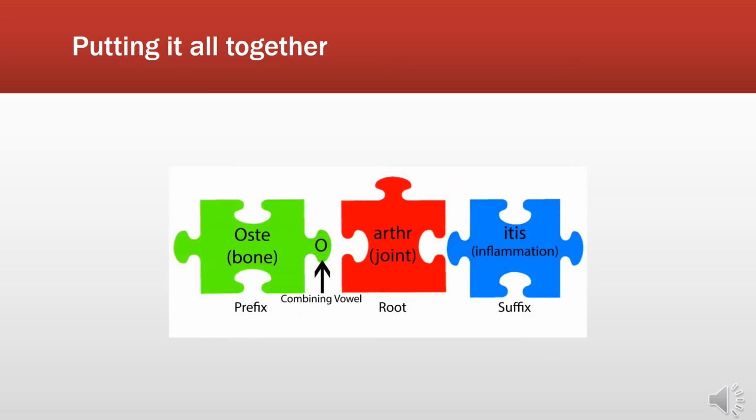This one's a little bit longer, but now you've got all the pieces, it's easy to put the puzzle together. Our prefix osteo, meaning bone, arthr, which is the root word meaning joint, and itis is the suffix, telling us it's inflamed. Pop the combining vowel in so we can pronounce it. Osteoarthritis, inflammation of bone joints.